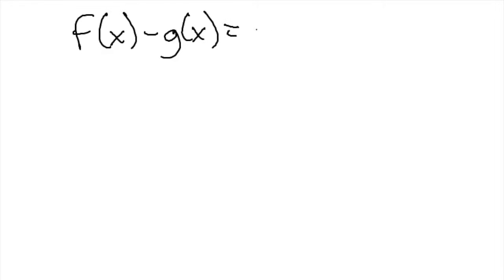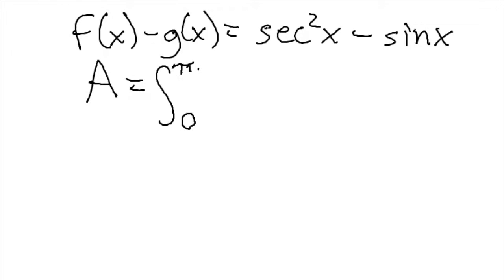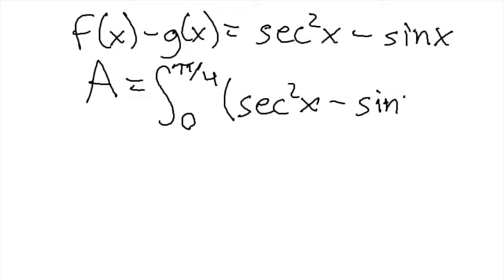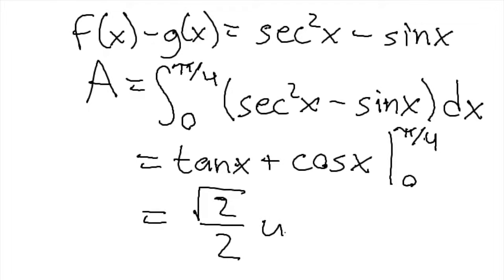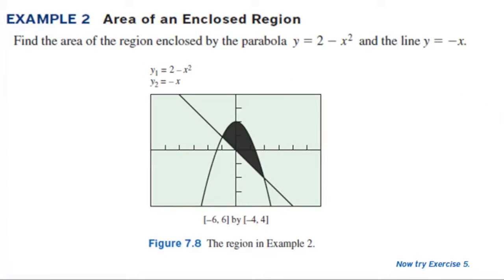Alright, so you start by subtracting sine of x from secant squared of x. Then, you integrate them, and they give you limits in the problem, so it's from 0 to pi over 4. Now the integral of secant squared of x is tangent x, and the integral of negative sine of x is positive cosine of x. Then you plug in pi over 4 and 0, and your answer should be radical 2 over 2 units squared.